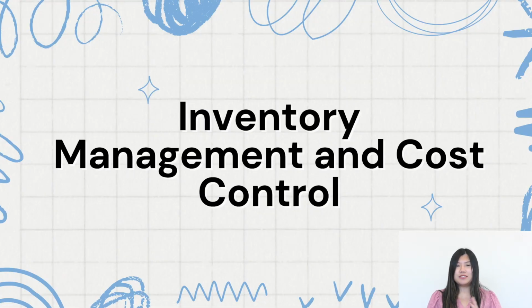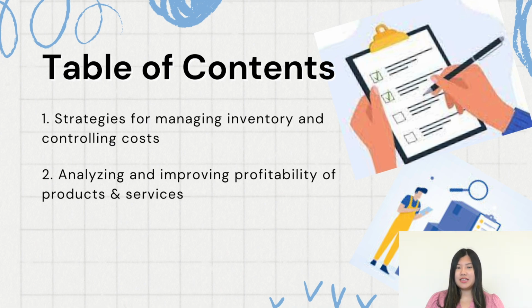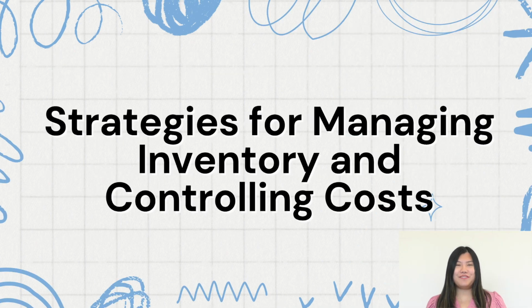In this session, we will discuss inventory management and cost control for your small business. A guiding question for inventory management is, how do you handle your inventory? This could mean many things from storage to suppliers. Today, we will explore inventory management and cost control strategies. Then we will look at ways to improve your business profitability. Lastly, we will discuss how to optimize your method of inventory management. There are a few inventory and cost control strategies we'll talk about, including just-in-time inventory, ABC analysis, supplier relationship management, and inventory tracking technology.